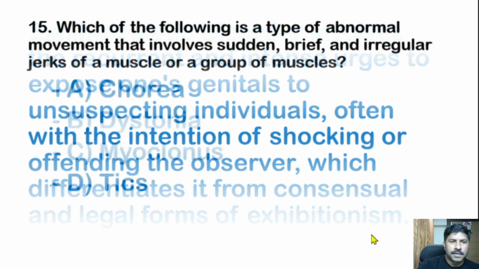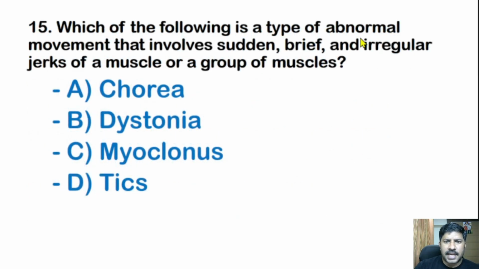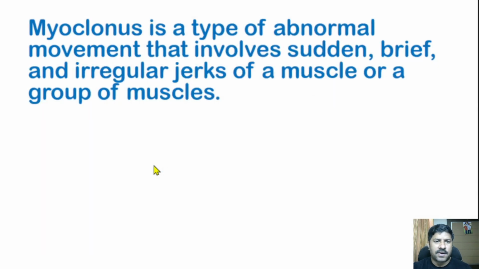So 15th question, which of the following is a type of abnormal movement that involves sudden, brief and irregular jerks of muscles or a group of muscles? Chorea, dystonia, myoclonus, tics. The correct answer is myoclonus. All of the options are a little confusing, so we will discuss each and every one. First we will see what is myoclonus. Myoclonus is a type of abnormal movement that involves sudden, brief and irregular jerks of a muscle or a group of muscles, usually seen in seizures.